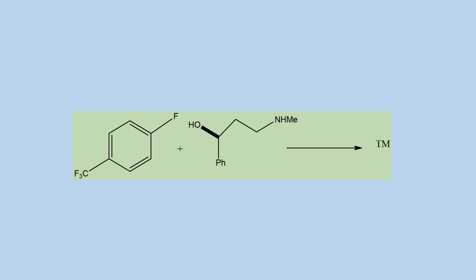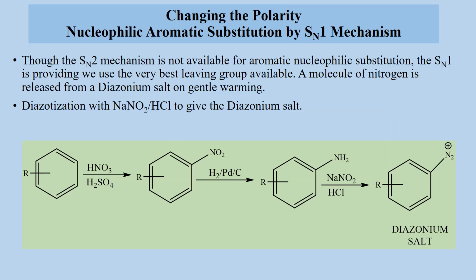In this amino alcohol, the lone pair on oxygen will attack here, and fluorine will leave. And then how does this SN reaction take place? It is due to two factors. First is that trifluoromethyl is a very strong electron withdrawing group. It will withdraw electrons from the aromatic compound due to the high electronegativity of fluorine. And the second is the high electronegativity of this fluorine, it will withdraw electrons from this carbon, and this carbon will behave as an electrophilic carbon so that the SN reaction takes place. Changing the polarity.